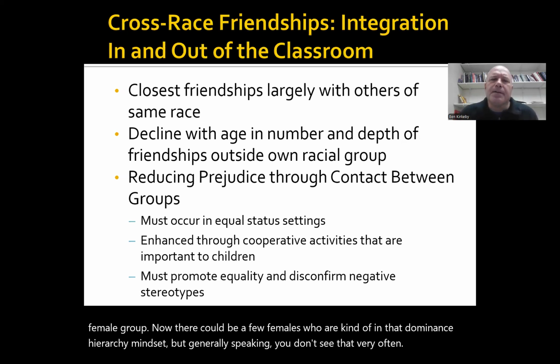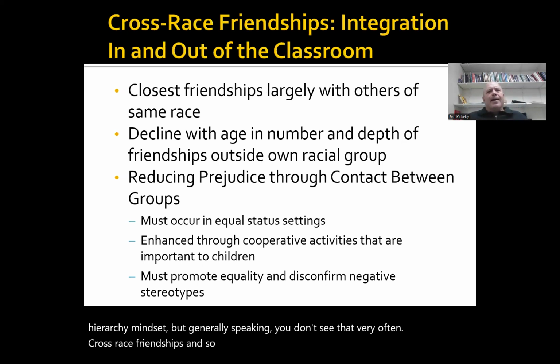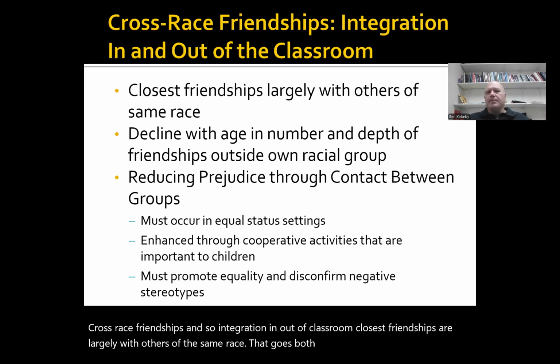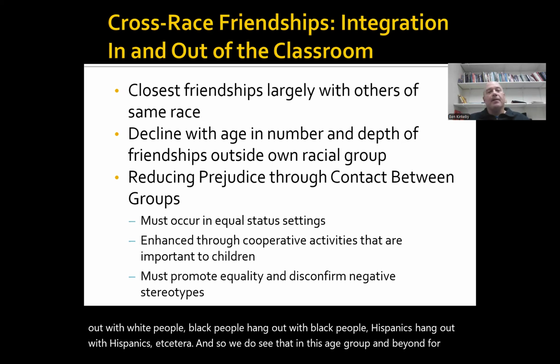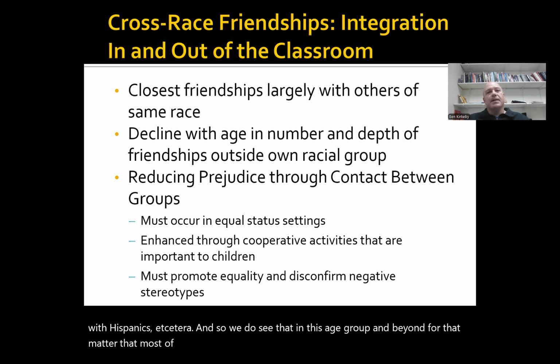Cross-race friendships, and so integration in and out of the classroom. Closest friendships are largely with others of the same race. That goes both ways. And so white people hang out with white people, black people hang out with black people, Hispanics hang out with Hispanics, etc. We do see that in this age group and beyond for that matter, that most of our closest friendships are of the same race.